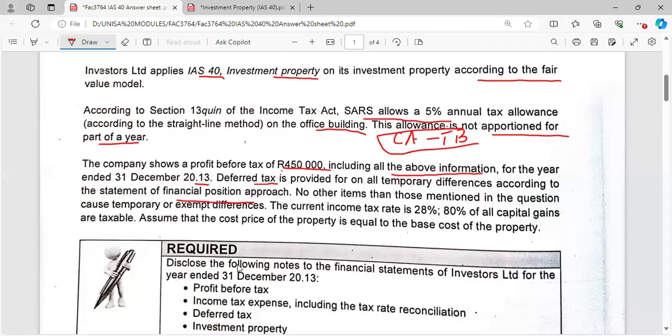Right? Then they say the current income tax rate is 28%, and 80% of all capital gains are taxable. Assume that the cost of the property is equal to the base cost of the investment property. So which means our cost is the base cost of the investment property. So here you should look at the difference between the base cost and the fair value, which is going to be our fair value adjustment.